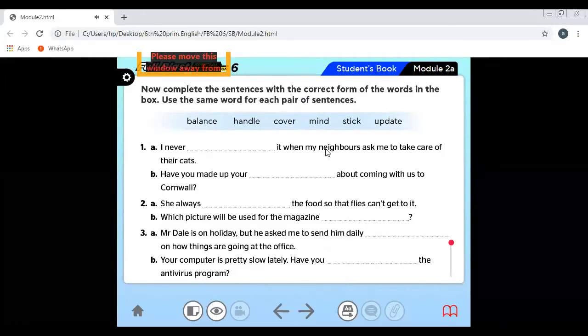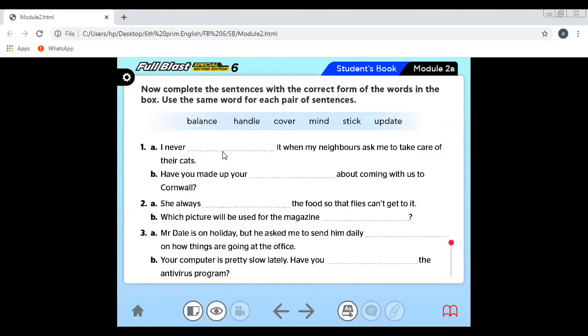Number one: I never what when my neighbors ask me to take care of their cats? Balance, handle, cover, mind, stick, or update. It will be mind. Here, mind means to say no, to refuse. It's a verb. Have you made up your mind about coming with us to Cornwall? Here mind is a noun. It's an expression, it means have you decided? Here mind means thinking. Let's go to number 2.